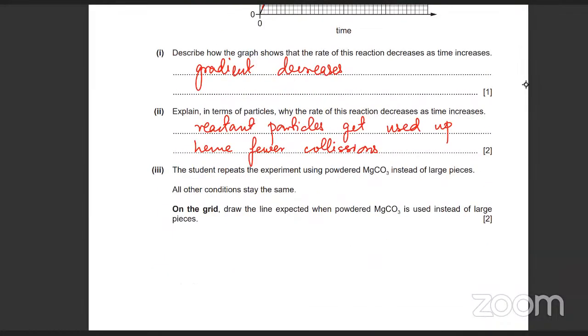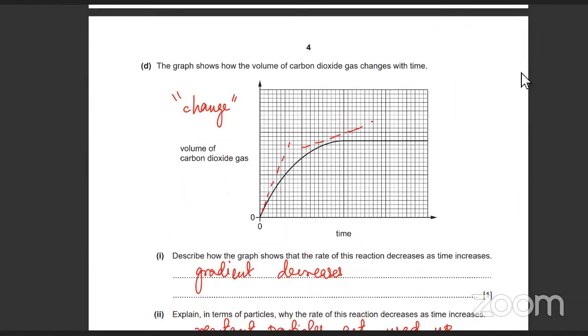Now the student repeats the experiment using powdered magnesium carbonate instead of large pieces. All conditions stay the same. On the grid, draw the line. So he's saying he just changes from large lumps, he's now using powdered magnesium carbonate. So would you have a faster reaction or slower reaction if it's powdered?